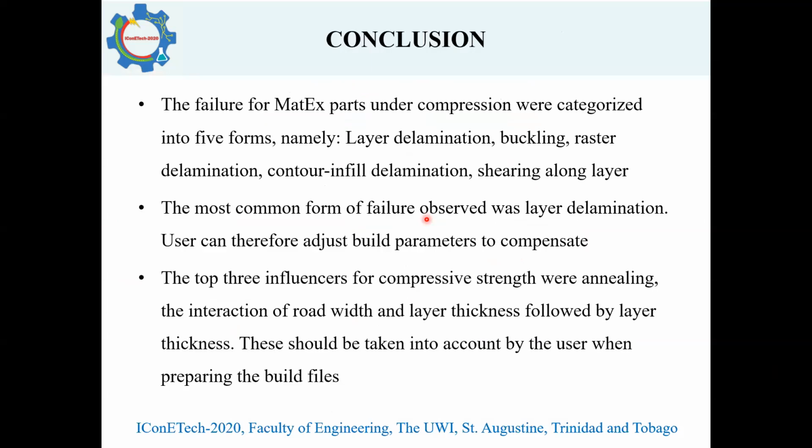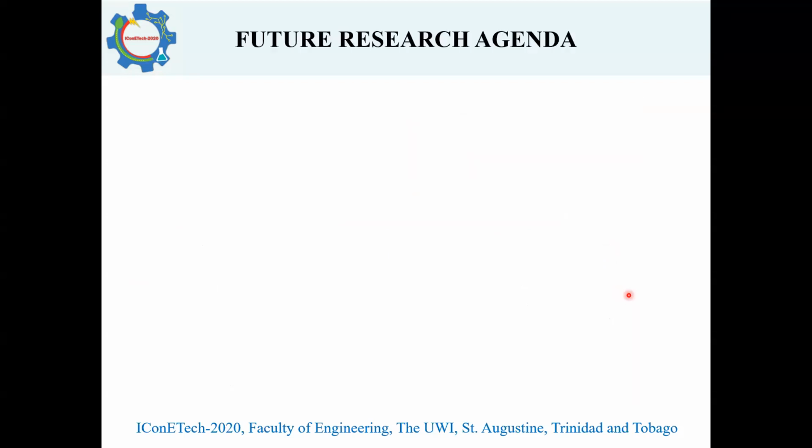So from the research, we have delamination being the most common failure mode. The user could adjust their parameters to suit, and the top 3 influences were the annealing, the road width, and the interaction between road width and layer thickness. So the user could take that interaction into account.